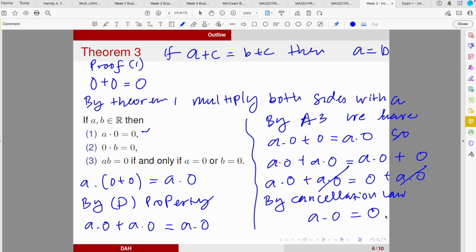Sir, will this be included in the quiz? Yes, of course. You use the axioms: real number axioms A1 until A4, M1 until M4, and no cheat sheets.